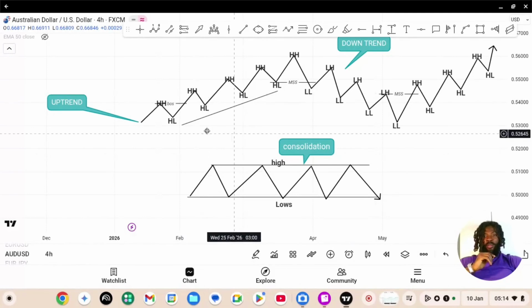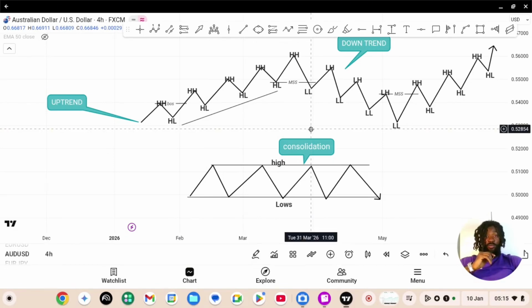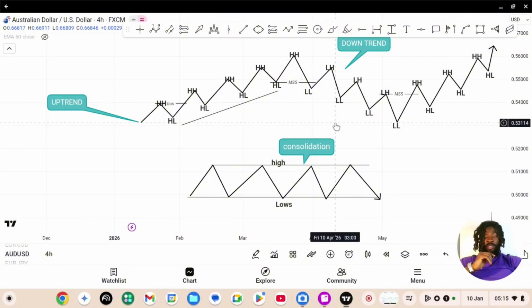When a market is in an uptrend, it will be giving us a series of higher highs, higher lows, higher highs, higher lows, breaking upward continuously. And when a market is in a downtrend, it will be giving us a series of lower lows, lower highs, lower lows, lower highs. That means it's a downtrend. And when a market is consolidating, which is also known as a ranging market, it will be giving us a series of lows and highs, basing on support and resistance, no clear direction.